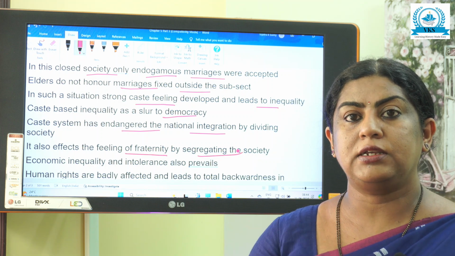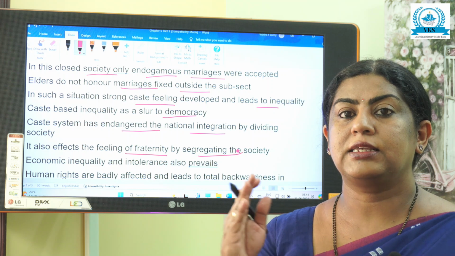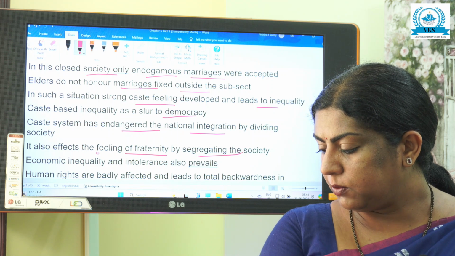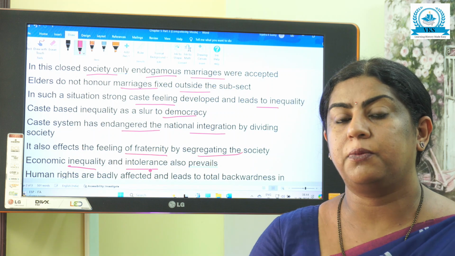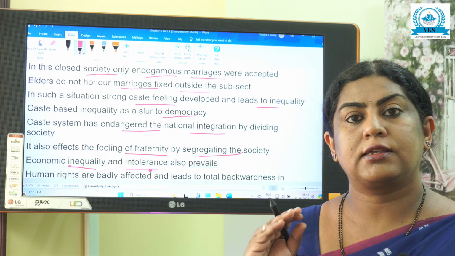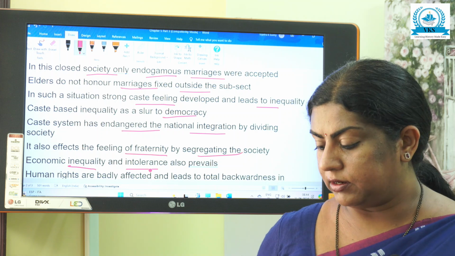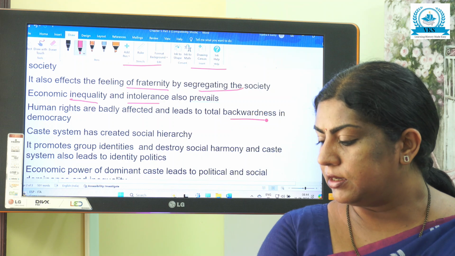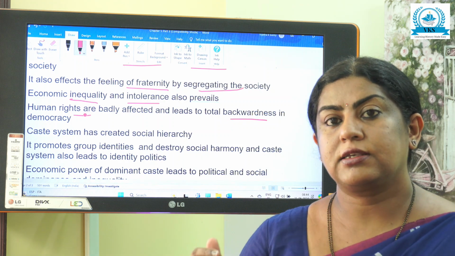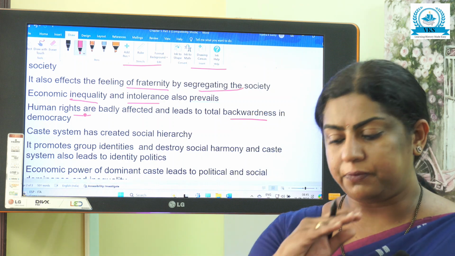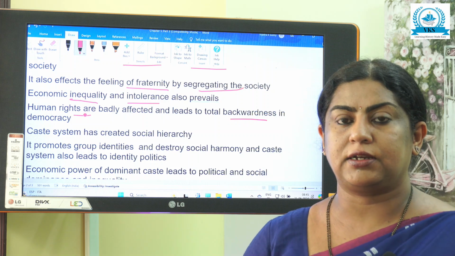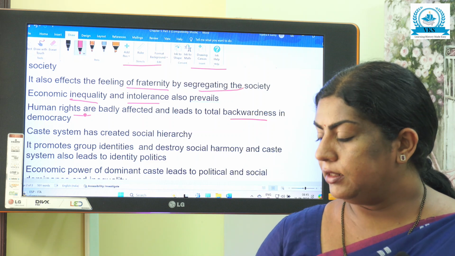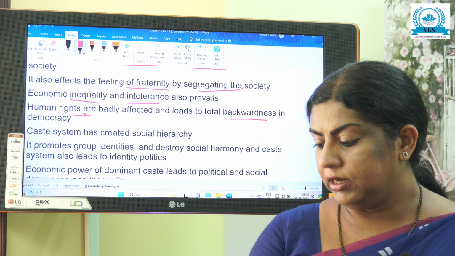So the feeling of unity and fraternity is not there because it segregates or divides the society based on caste. Economic inequality and intolerance also prevail. In such a society, there is economic inequality and intolerance. Human rights are badly affected and this leads to total backwardness in the society. So in such a society where division is based on caste, human rights are badly affected. People of the lower class do not get their rights properly, and this leads to total backwardness in democracy.